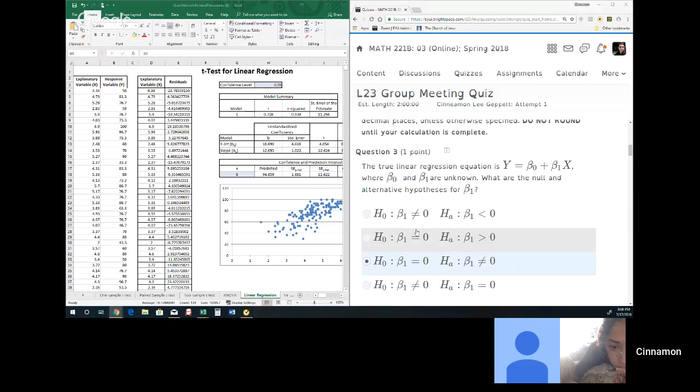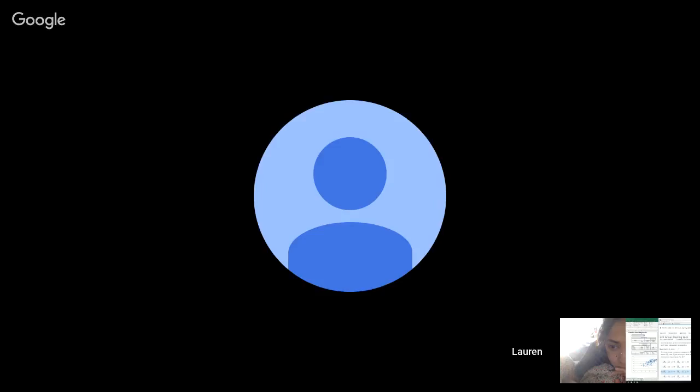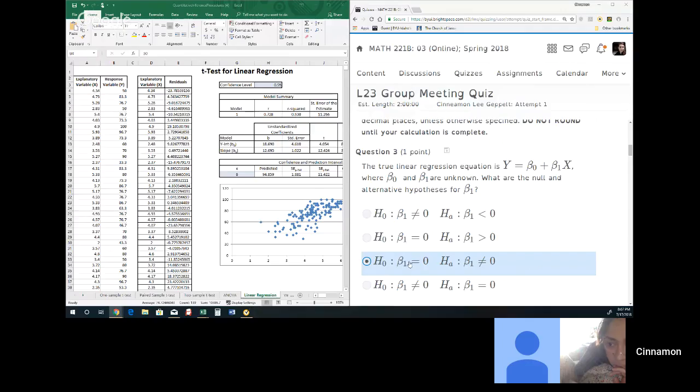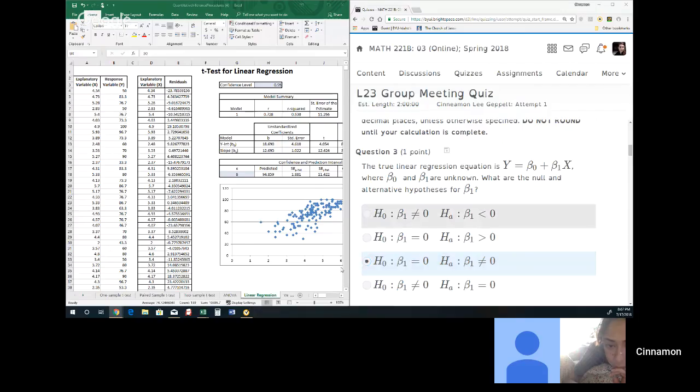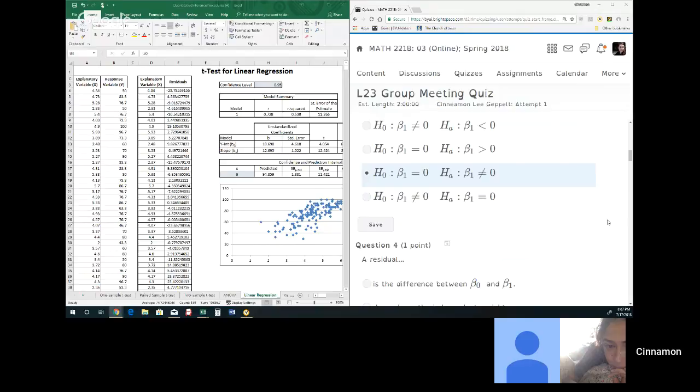So we know the hypothesis is equal. I think it's the third one: beta 1 equals 0 and beta 1 doesn't. Okay. Well, yeah, actually, that's the one I think it is, because they're all beta 1, so that has to be. That's just my thought, but if you have other information, I'm happy.